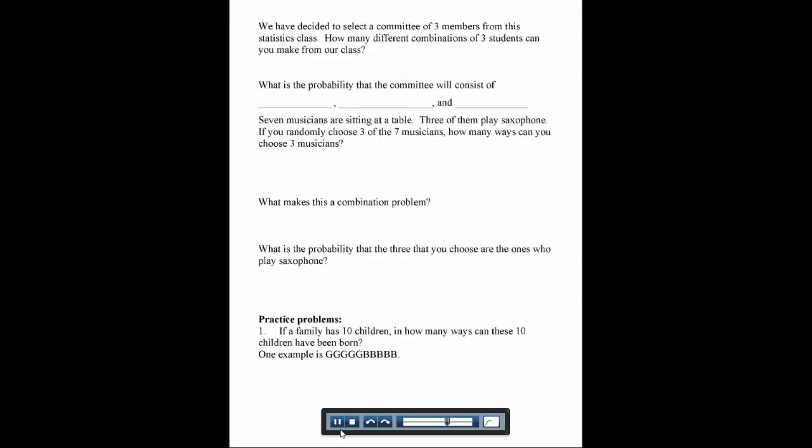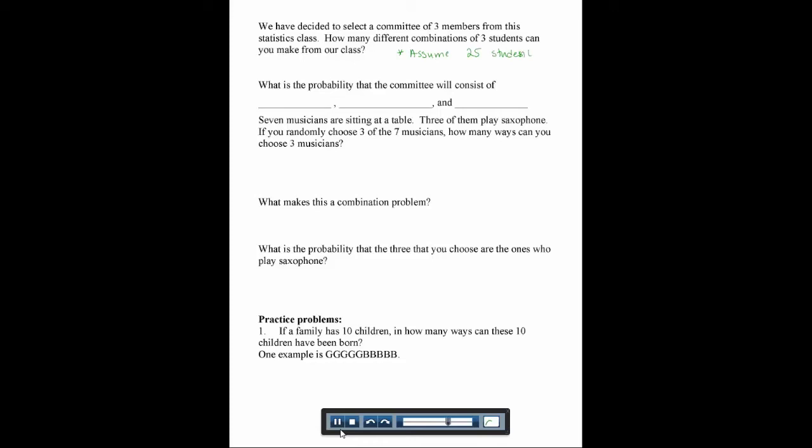Okay, so this says we've decided to select a committee of 3 members from this statistics class. How many different combinations of 3 students can you make from the class? So now a committee, it doesn't matter what order the committee's in, they're just a group of people. It's a little different than having offices like president, vice president. So here, we're just going to assume whatever class this video is for, we have 25 students.